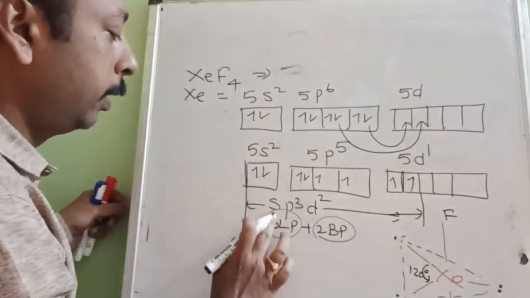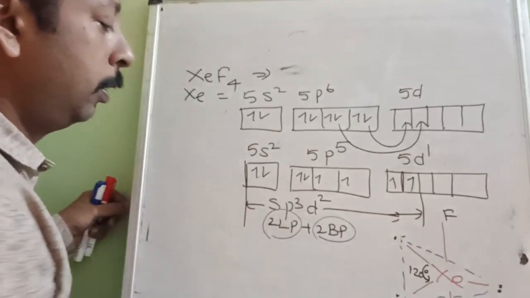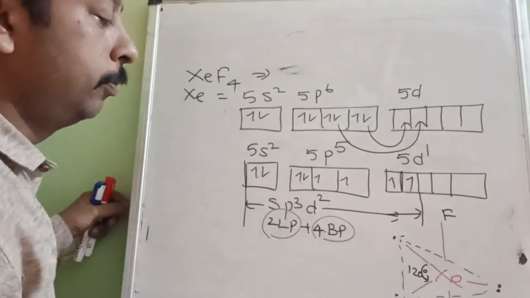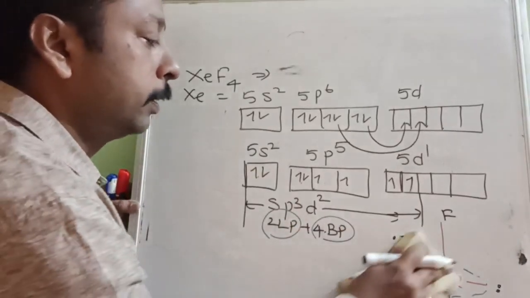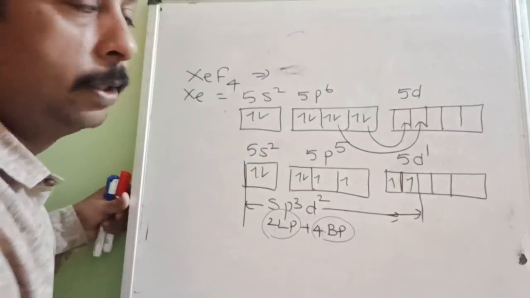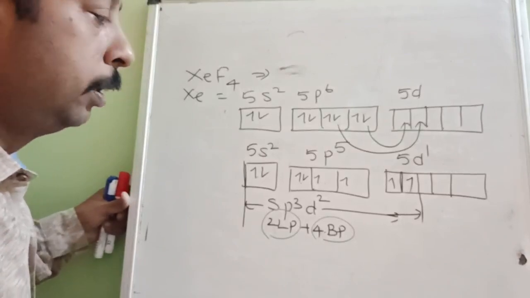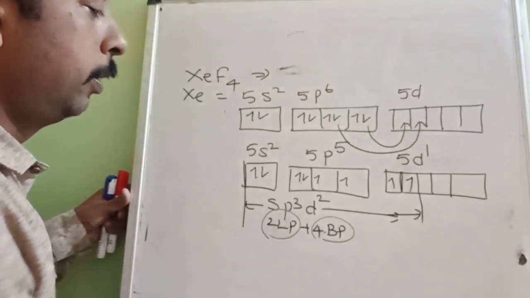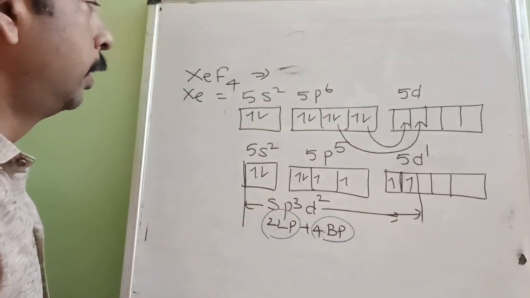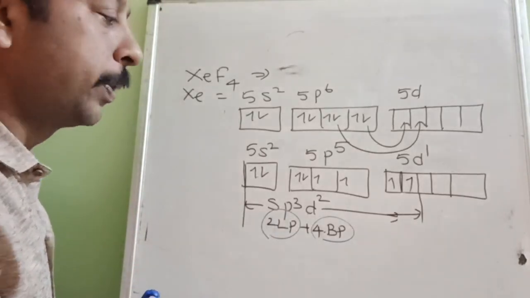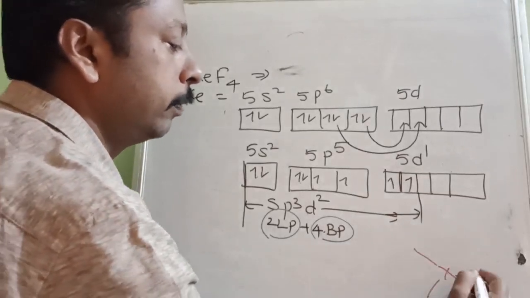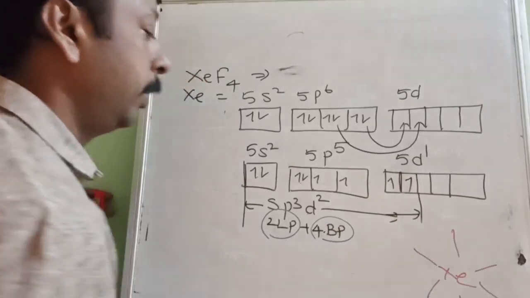But the lone pairs decreased. What is the lone pair count now? 2 lone pairs. But the bond pairs increased. What is the bond pair count now? 4 bond pairs. Once hybridization changes, there will be a change in the structure also. According to sp3d2, what should be the structure? In the center will be accommodated xenon, and it is square bipyramidal.